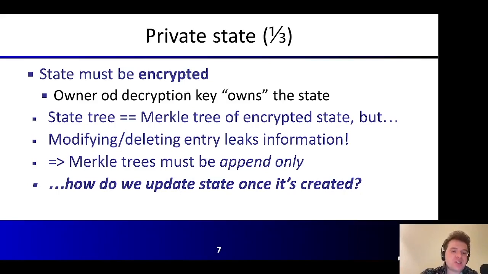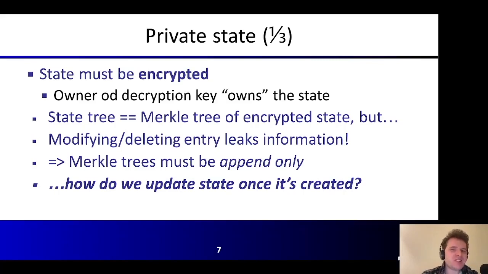But the idea is that you want some kind of key value database that you're going to represent your chain state in, that we're going to encode as a Merkle tree. And that Merkle tree needs to be append only. The idea is, if modifying or deleting an entry in your database leaks information, then the only thing you can do is add new leaves to your database, which is very restrictive, because how does one modify state once it's created?